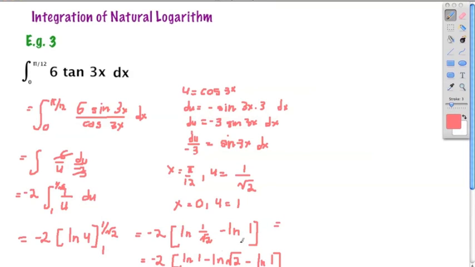I can cancel out ln 1 here, because ln 1 minus ln 1 will result in 0. So what's left is negative 2 times negative ln square root 2. The final answer will be 2 ln square root 2. And that is the final answer.